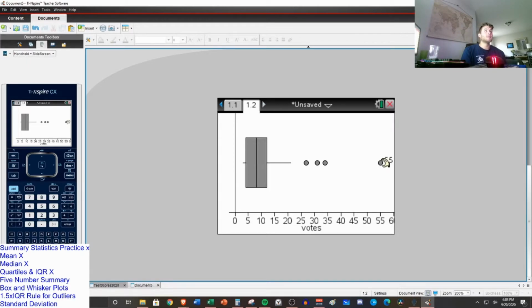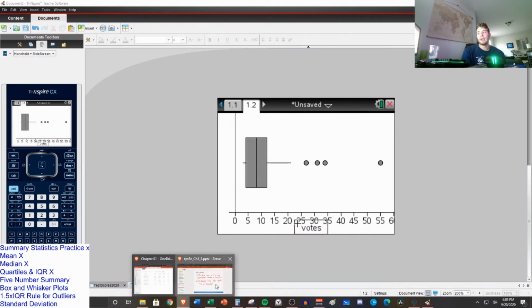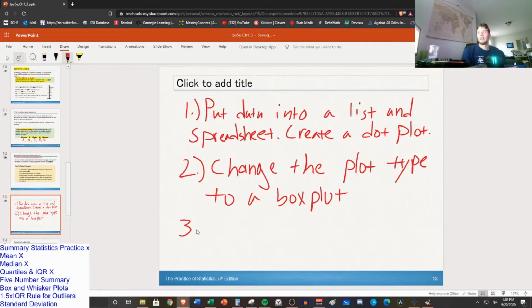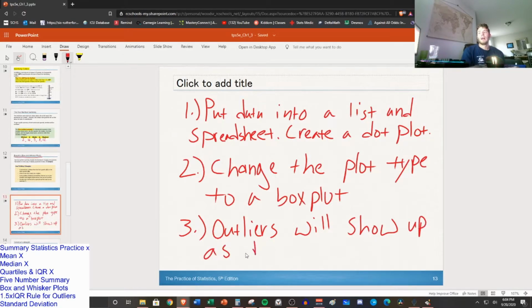Now we had suspected 55 was an outlier, and this graph is actually trying to show us that. So we're going to add a step here. Outliers will show up as dots.